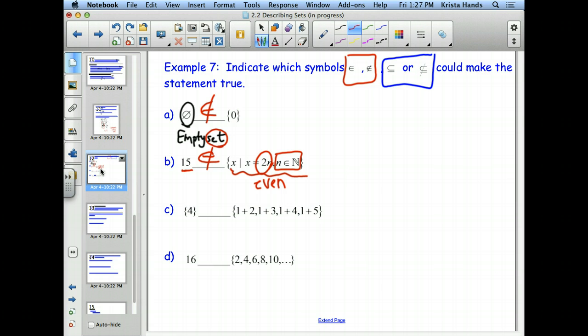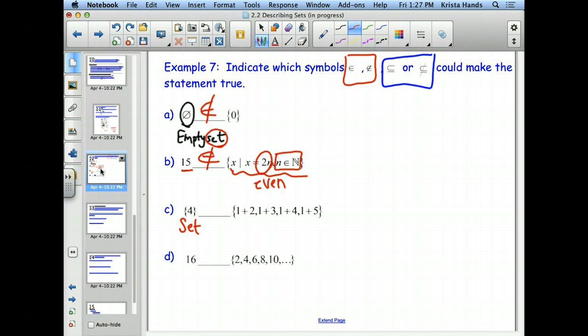C also could be tricky if you're not paying attention. What do you see on C that makes it look distinctly different than B from the very beginning? Brackets. Very good, Nicole. There's brackets around there. Those brackets mean that this, again, is a set. We put sets inside of brackets. This is a set. It is not an element.